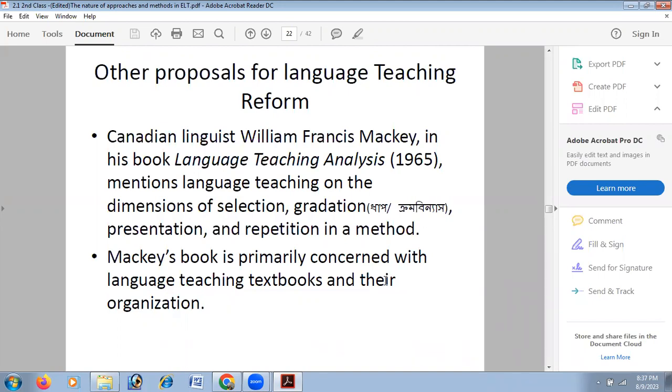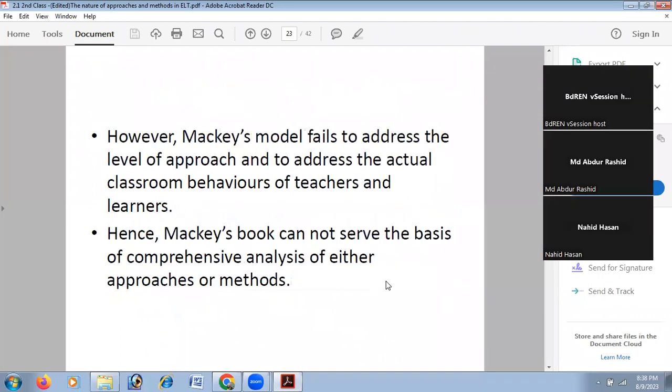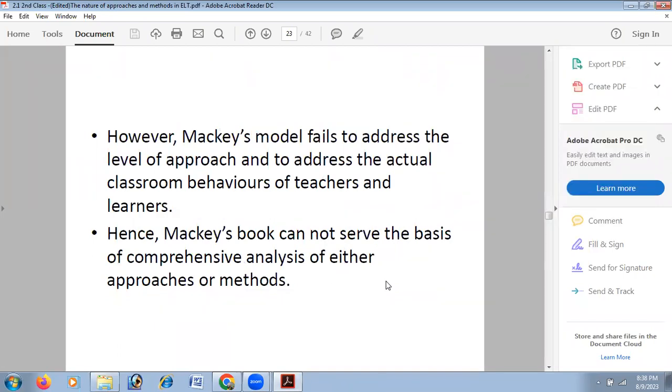Mackey's book is primarily concerned with the language teaching textbook and their organization. So here about the text, that means what we follow in case of English language teaching and learning. However, Mackey's model fails to address the level of approach, to address the actual classroom behavior of the teachers and learners. So up to that, we have missed another thing.